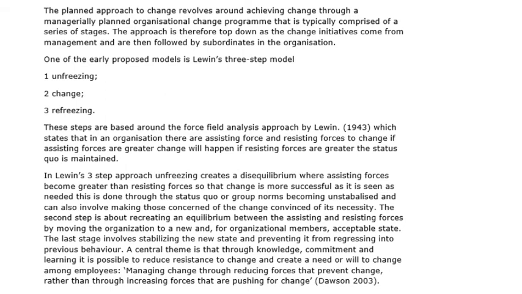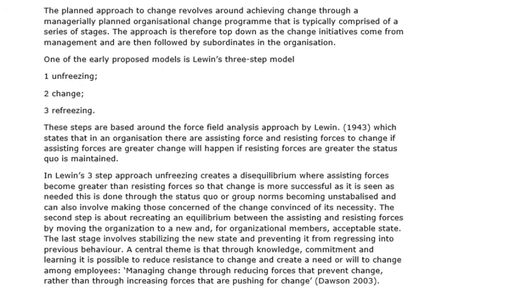In Lewin's three-step approach, unfreezing creates a disequilibrium, where assisting forces become greater than resisting forces, so that change is more successful, as it is seen as needed. This is done through the status quo or group norms becoming unstabilised, and can also involve making those concerned with the changes convinced of its necessity.